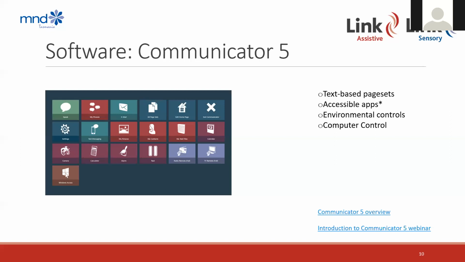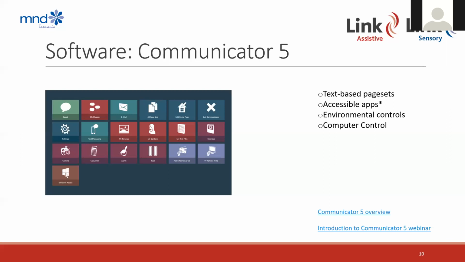If you think about how we would traditionally access those things, they're often quite busy pages, quite small buttons. If you're then thinking about someone with those physical access considerations, they're quite difficult apps from an access perspective. So an accessible app redesigns the screen to allow greater, easier access to those apps. That is something that's available within Communicator 5, although it is a paid add-on. And so I don't believe that the add-on is available in the MND TAS library. So that is something to think about.